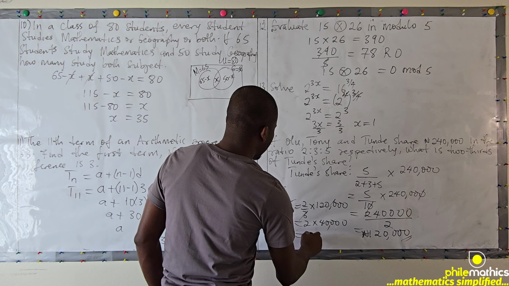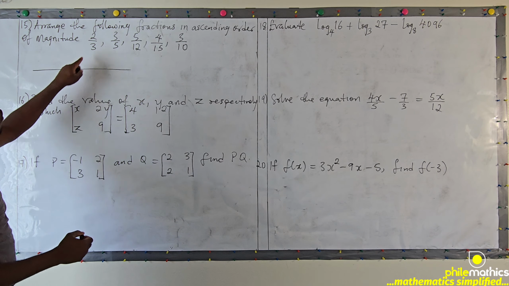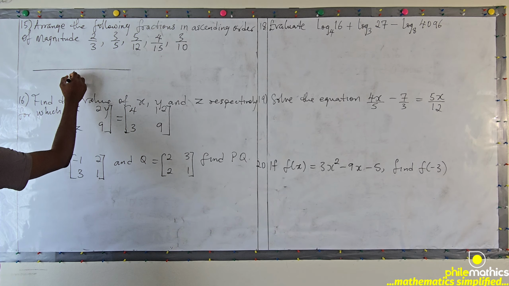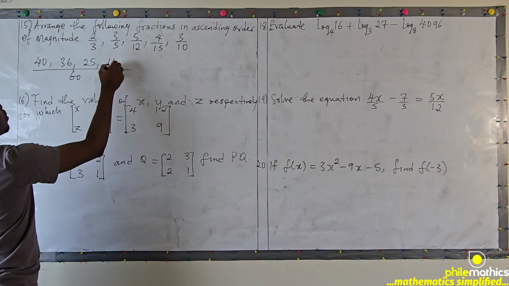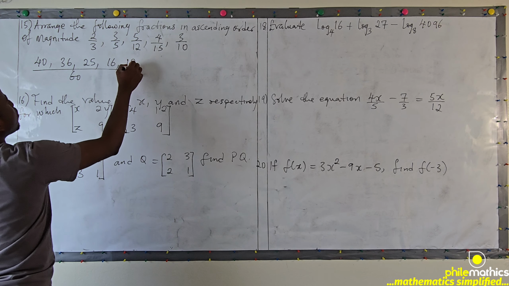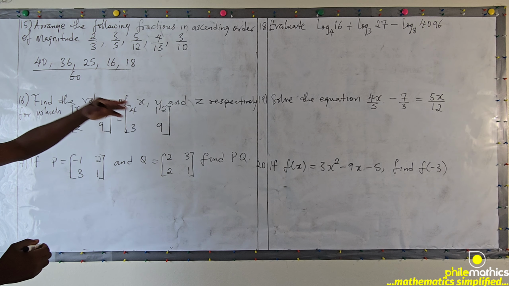So the LCM of everything here is 60. 3 into 60 is 20. 20 times 2 is 40. 5 into 60 is 12. 12 times 3 is 36. 12 into 60 is 5. 5 times 5 is 25. 15 into 60 is 4. 4 times 4 is 16. And 10 into 60 is 6. 6 times 3 is 18.